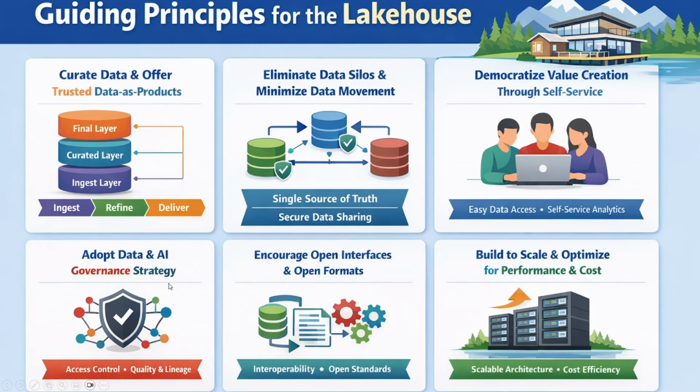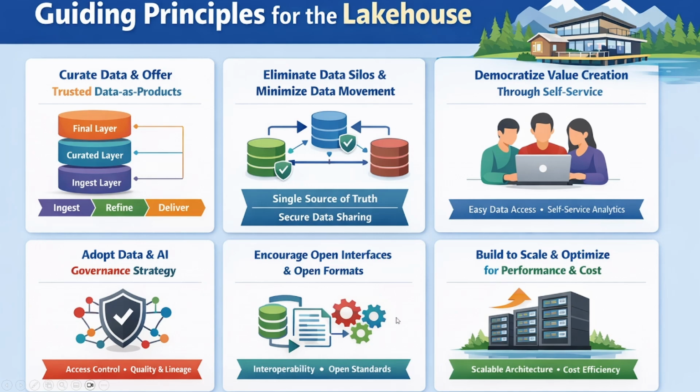Of course, you can't talk about data without talking about governance. Adopt an organization-wide data and AI governance strategy. That means controlling who sees what, keeping audit logs, tracking data lineage, and ensuring high-quality data throughout. You need a solid data catalog, quality checks, access control, and all that jazz. Think of it as the safety net that keeps everything reliable and secure. Then, we have open interfaces and open formats. This one's huge. Open standards prevent vendor lock-in, make integration easier, and let you use the data across many platforms without extra cost or headaches.